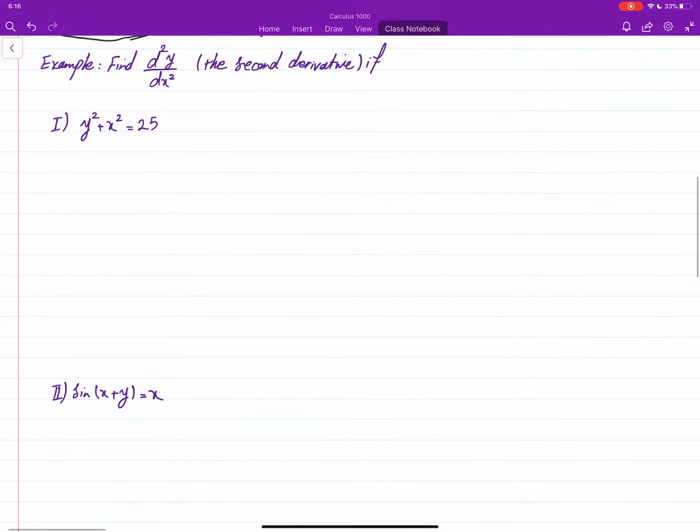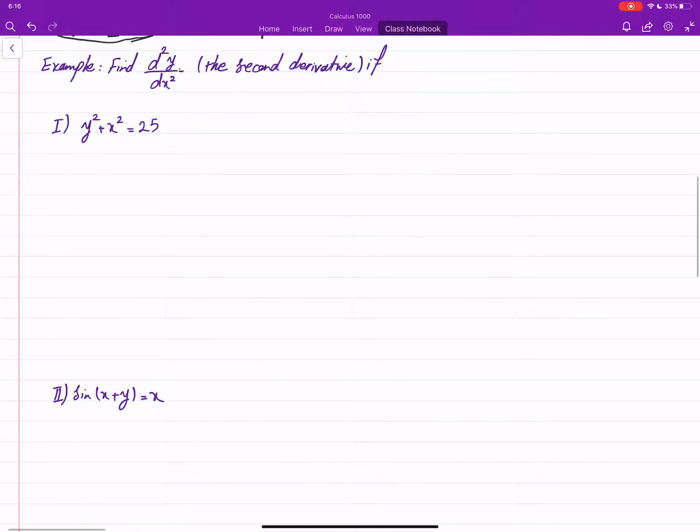Let's go to the third part. We are trying to find the second derivative, which is the same thing as y double prime. The key point here is that y double prime is the derivative of y prime. So if you find y prime and differentiate it another time with respect to x, you will get y double prime. Since we have an equation in x and y, we have to make sure that to find y prime, we do the implicit differentiation.